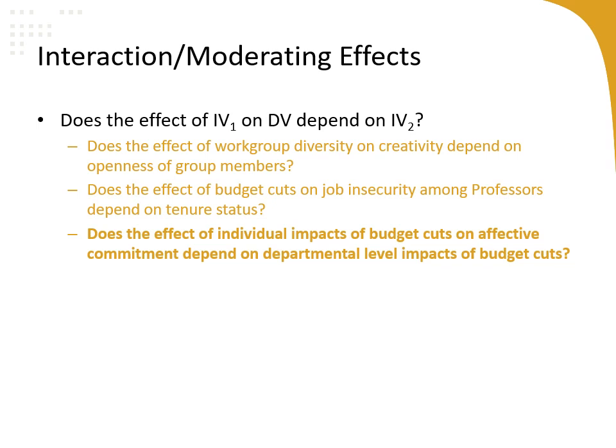Then relative to this study, does the effect of individual impacts of budget cuts on, say, affective commitment depend on departmental level impacts of budget cuts? Or in other words, is there a frog pond effect or a relative deprivation, where the outcomes you experience don't just depend on what you're experiencing personally, but what's going on around you? And that would be an interaction or a moderating effect that we could look at with this multiple regression.